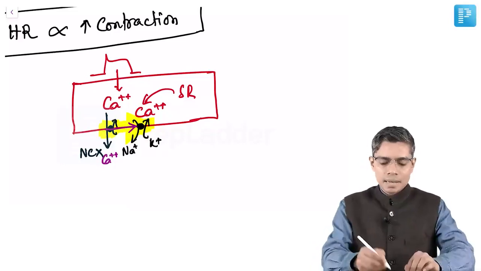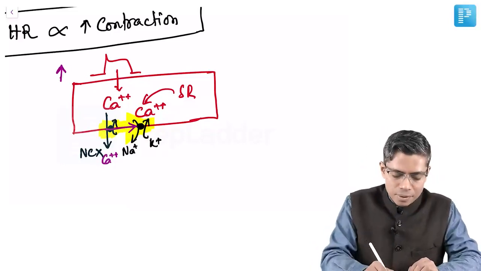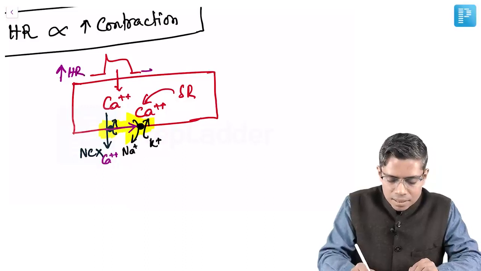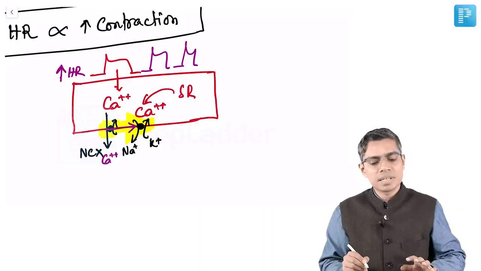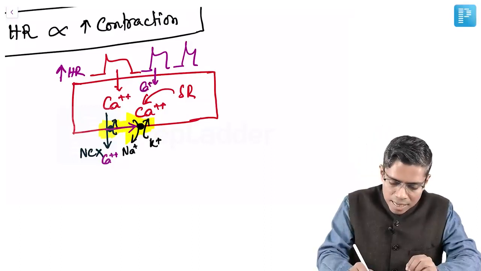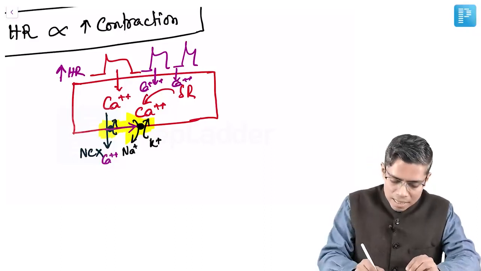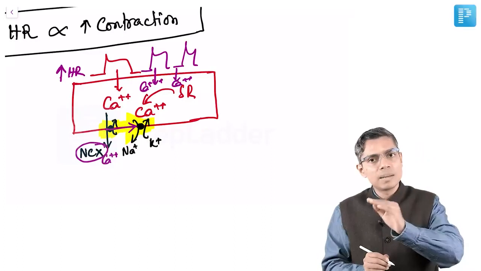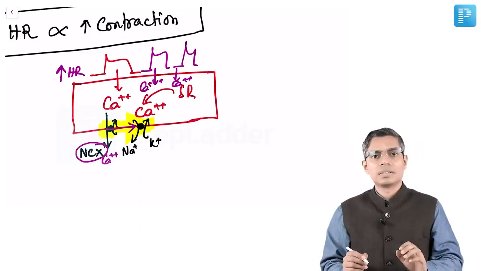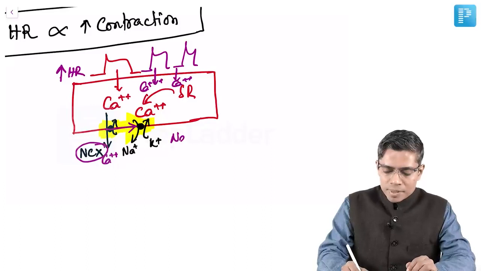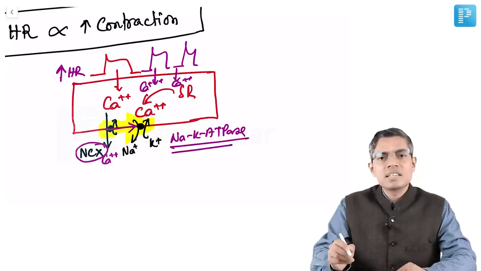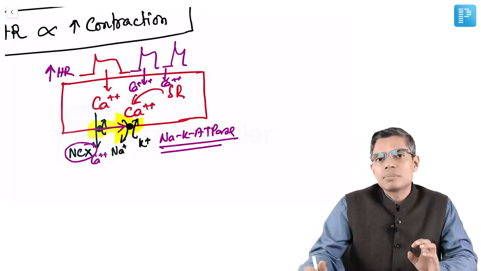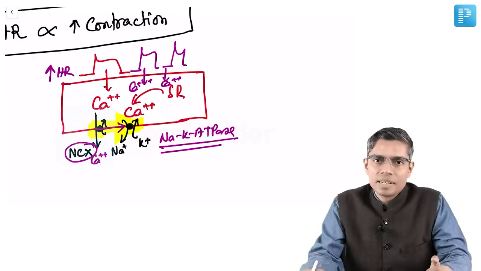Now if I increase the heart rate, what is going to happen? I can understand that again and again the action potential will reach the myocardium cell. So more and more calcium is going to enter inside the myocardium cell. So again you have to throw this calcium out with the help of NCX. But you know that this sodium potassium ATPase pump is a slower acting pump. It requires some time for recovery.